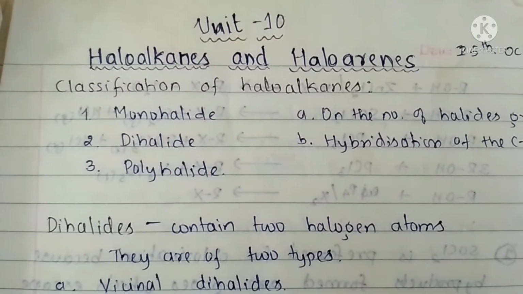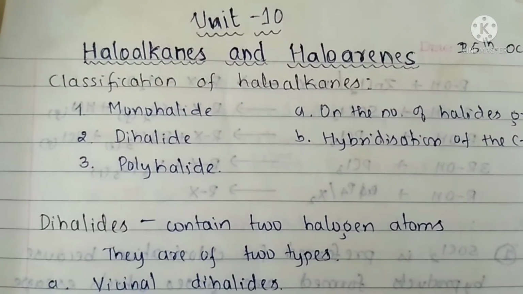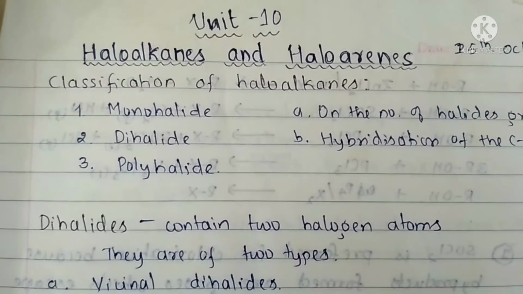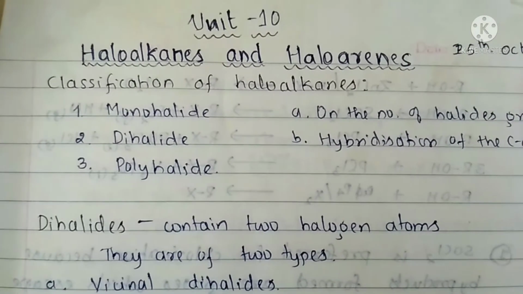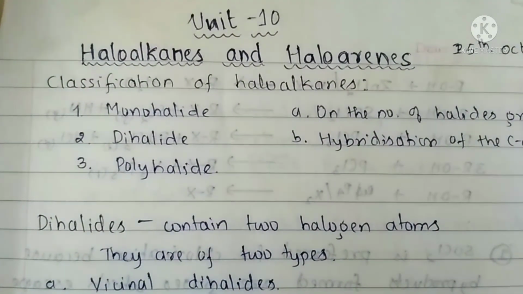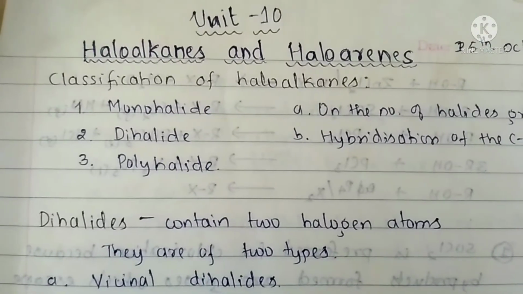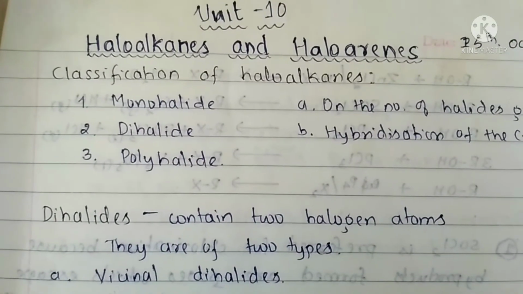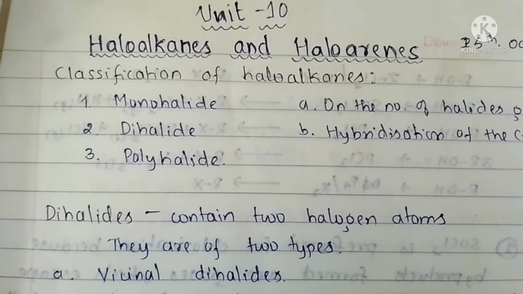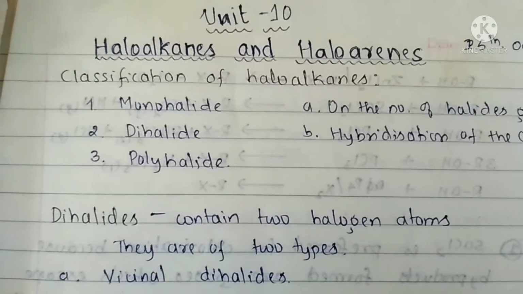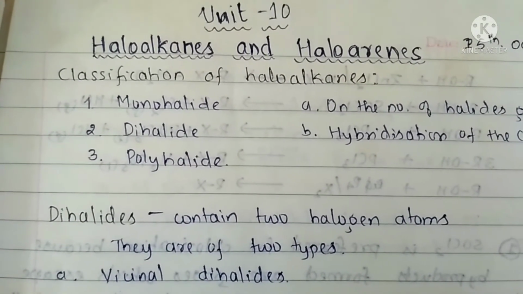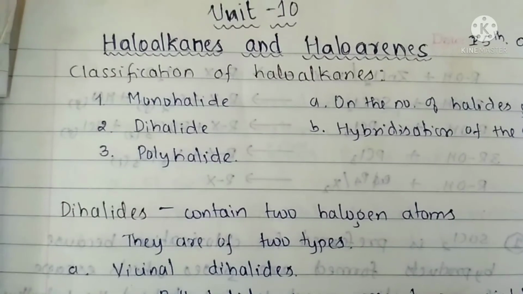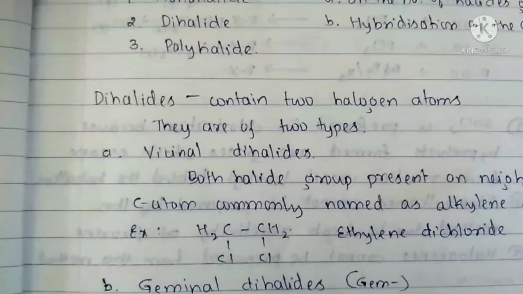First, what are haloalkanes and haloarenes? Haloalkanes and haloarenes are organic compounds having a halogen as the functional group. These compounds can be classified on two bases. First, on the basis of the number of halogens connected to the alkanes or arenes, we have divided them into monohalide, dihalide and polyhalide. Specifically, we need to understand the dihalides in detail.